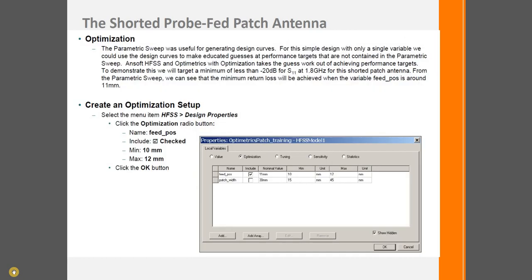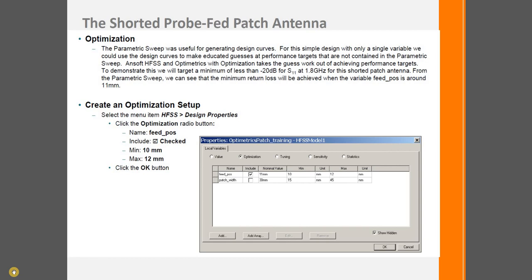Also, we can do the optimization for this simple example, and for this simple design we have only a single variable, and we can use the optimization and target a minimum. We can create a goal or target to get a minimum S11 of less than minus 20 dB at 1.8 gigahertz and see the result. To create an optimization setup, we need to go to the HFSS and select the design properties.